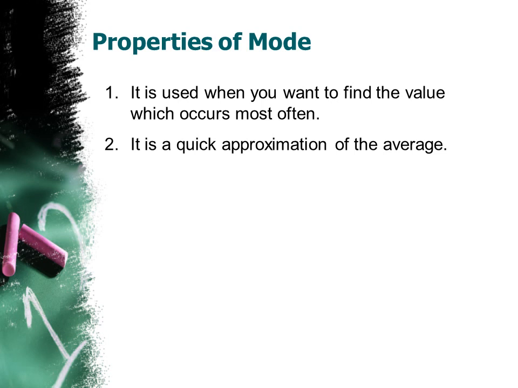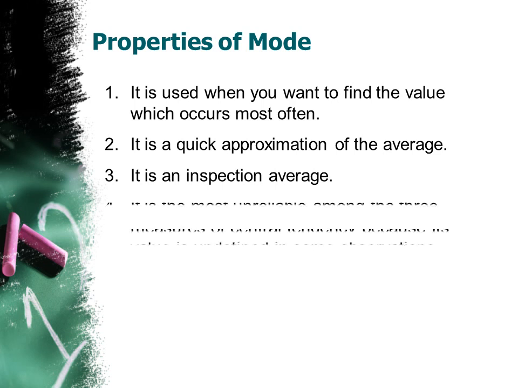Number two, it is a quick approximation of the average. Kasi nga, you are just using your eyes. So it's the quickest way to give an answer for the central tendency, the mode. It is also known as inspection average because you are just trying to inspect and you are not solving.